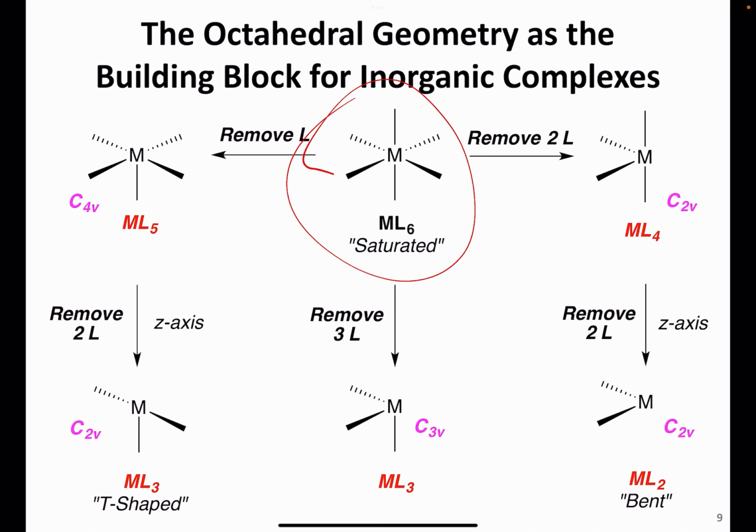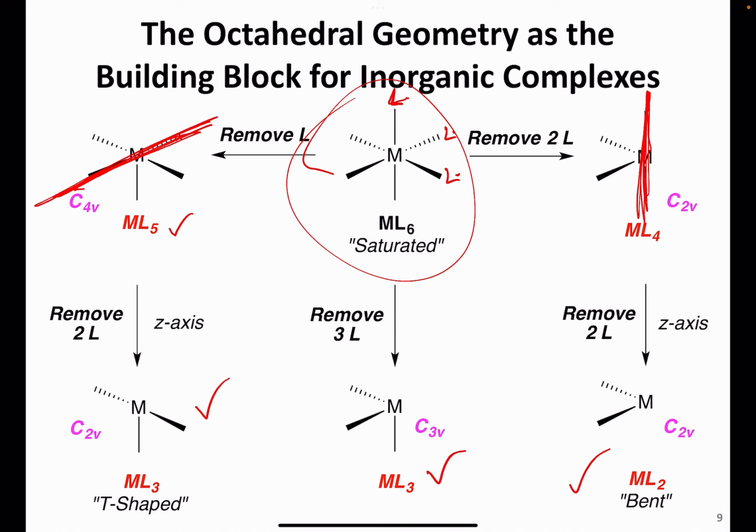And so if we strip away a single L, we can get an ML5 fragment that looks like the structure in the upper left. If we then remove two of the ligands along, let's call it the Z-axis here, we can then get an ML3 T-shaped geometry. Likewise, if we remove two L's that are cis to one another, we can get an ML4 geometry. If we remove two ligands along the Z-axis, we can then get a bent ML2 fragment. And then if we remove three ligands that are oriented in a facial geometry, 1, 2, and 3, along one of the 8 faces of the octahedron, we can get an ML3 geometry that looks like this.